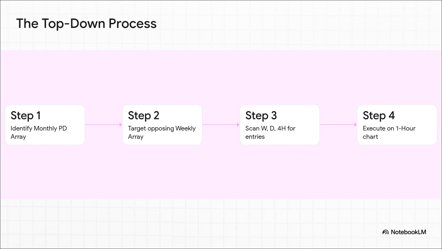Then, step 2, you look for an opposing level on the weekly chart. That becomes your target. Once you have your direction and your target locked in, you scan the lower timeframes, the weekly, daily, and 4-hour, for a good entry point. And finally, you pull the trigger and execute the trade on the 1-hour chart.